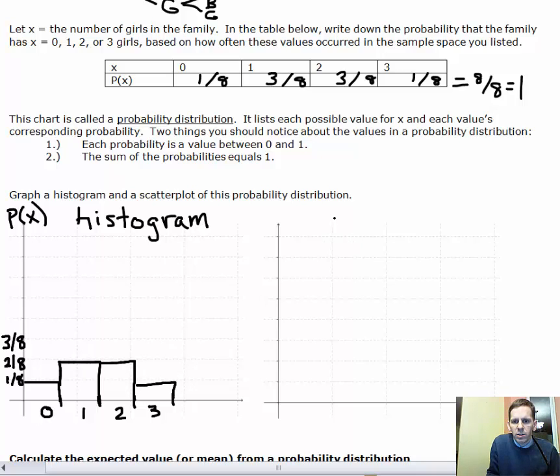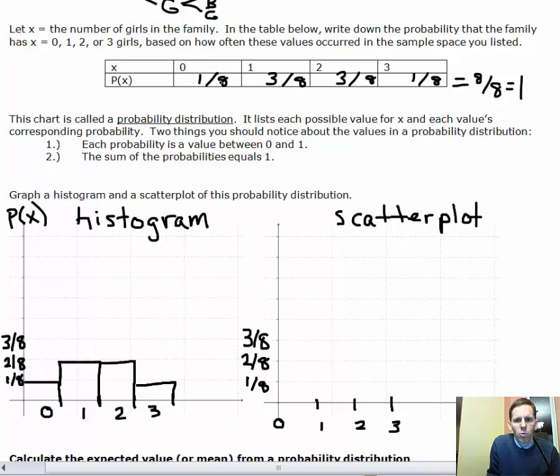If you're asked to make a scatter plot of this distribution, basically we're going to use the same values along our horizontal and vertical axes. So horizontally, this time I'm actually going to put values on the tick marks themselves. So we're going to go 0 along the horizontal axis, 1, 2, and 3. And we have our tick marks again representing 1/8, 2/8, and 3/8 along the vertical axis. To do a scatter plot, we're graphing individual points. This is like an x coordinate and a y coordinate underneath it. So we're going to graph 0, 1/8, 1, 3/8, excuse me, 2, 3/8, and 3, 1/8. This would be a scatter plot of this distribution.